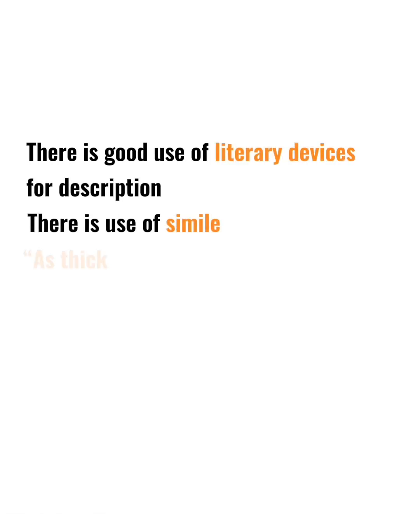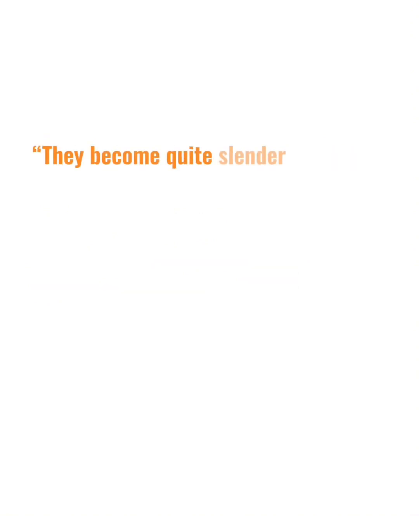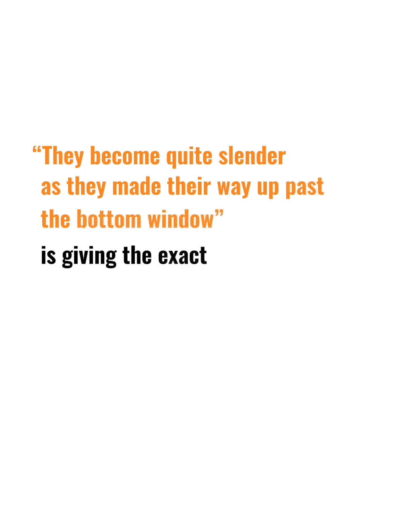There is good use of literary devices for description. There is use of simile, thick as a man's leg near ground level. Here, the branch is being compared to a man's leg. They became quite slender as they made their way up past the bathroom window, is giving the exact position of where the branches are.